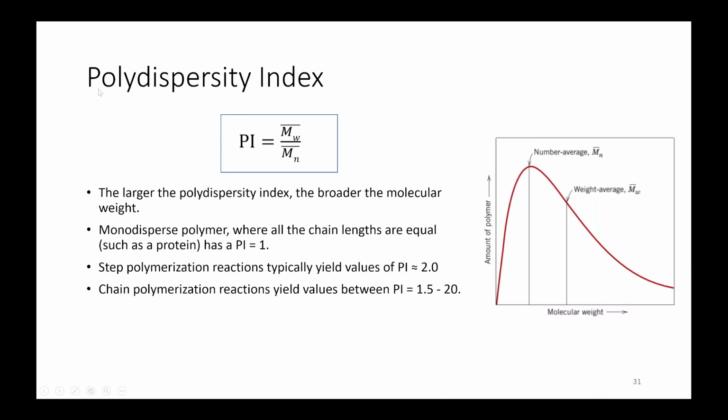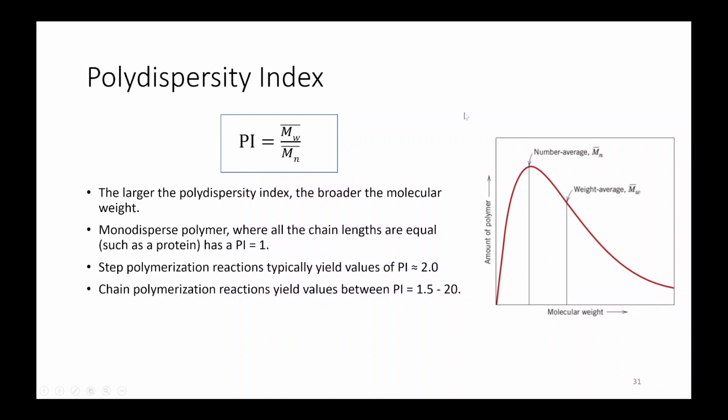Now another property of polymers is the polydispersity index. In this we just divide the weight average molecular weight by the number average molecular weight, and the larger the polydispersity index, the broader the molecular weight distribution. And a monodisperse polymer, where all the chain lengths are equal, such as a protein, has a PI equal to 1.